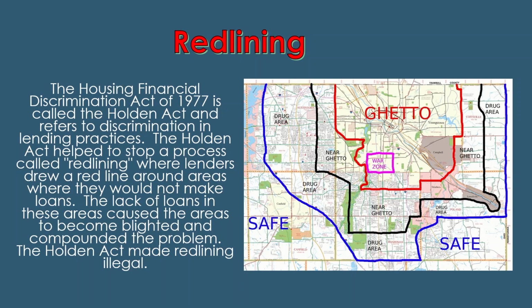So basically, as you can see here, they would say, hey, this is a bad area, we're not making loans if it falls within this line, these red lines. That's completely illegal and not allowed. And the Holden Act made it illegal.